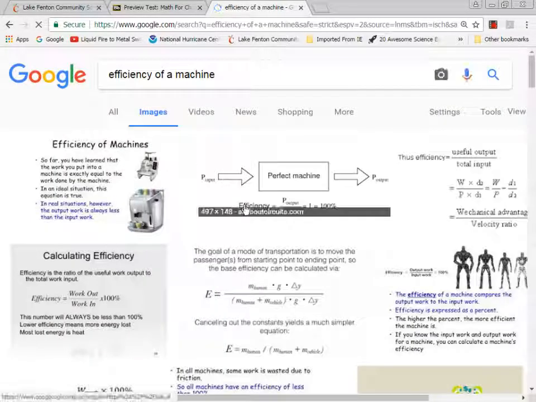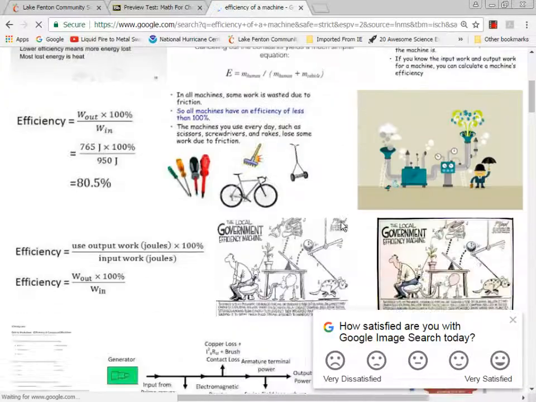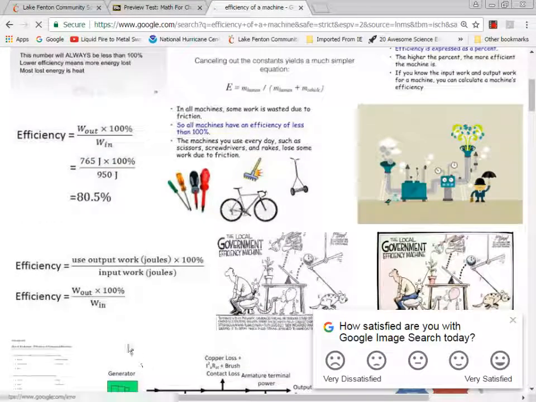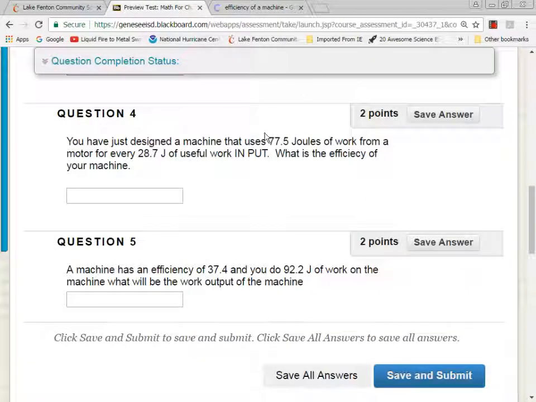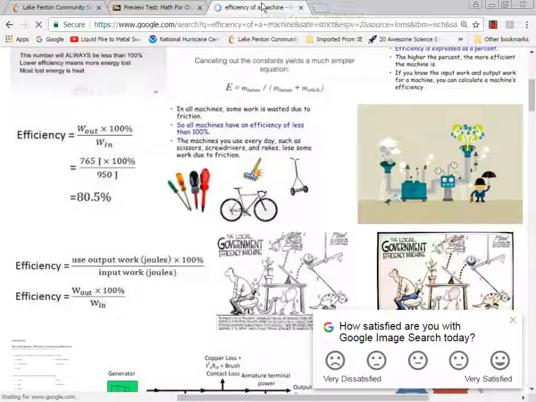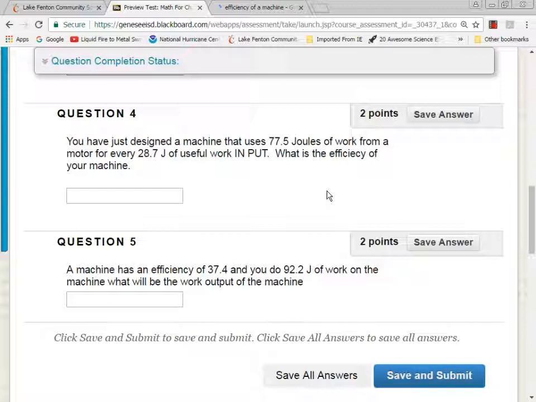Oh, you're good. Where's that? Here you go. Efficiency is work out divided by work in. In this particular case, this is your in, that is your work out. Right on. Work out times 100% divided by work in. And this question is kind of wrong because this can never actually exceed this. So for this one, it doesn't matter.